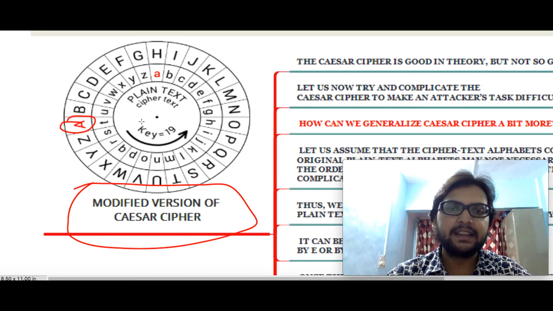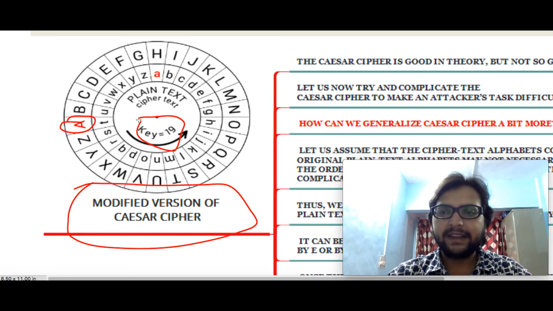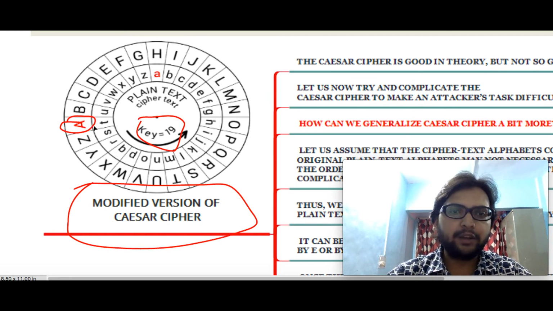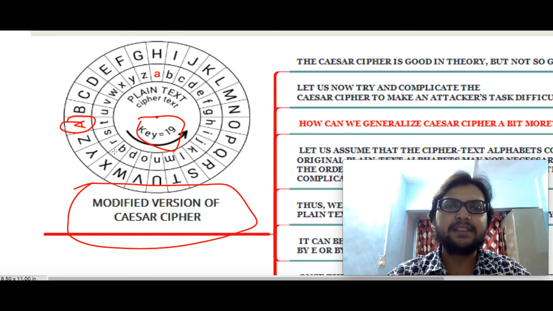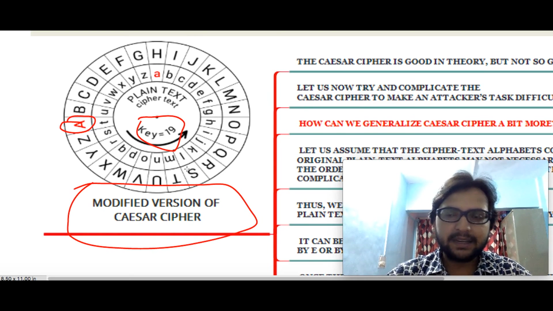As you can see here, it is given in the diagram that we have a key, that is 19. That means we are going to replace each and every alphabet with the alphabet present at the 19th position from it. You can just imagine with the help of this diagram that we have two circles like this. One is the outer circle, that is our original message, and the inner circle, that is our encrypted message.